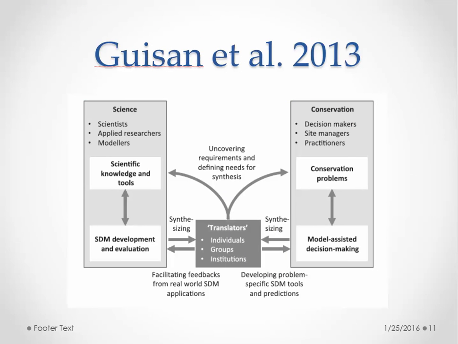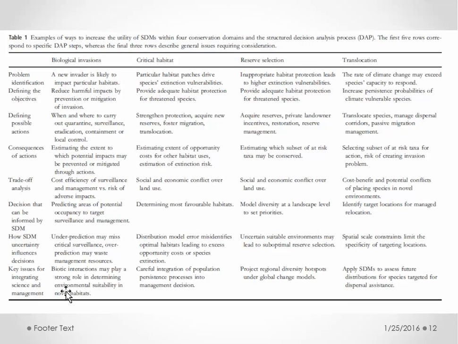Guisan et al., in a working group in 2013, published a paper looking at this and how you use translators to bring things like species distribution models into the decision space, with thinking about developing distribution models and then using them to solve conservation problems. And they identified four different areas: biological invasions, identifying critical habitat, reserve selection, and identifying places for translocation, as places where distribution models may help clarify a decision context.